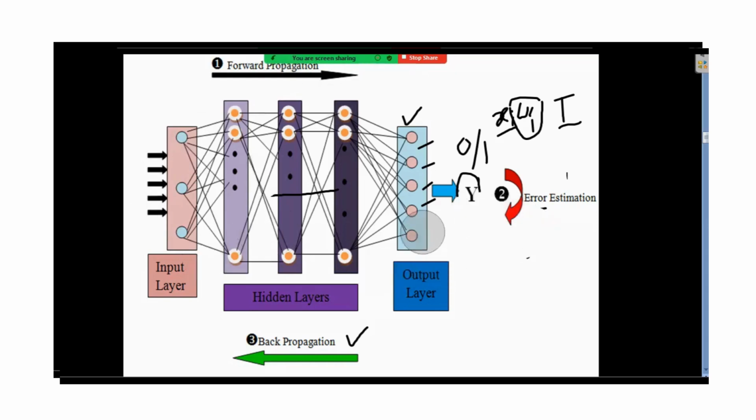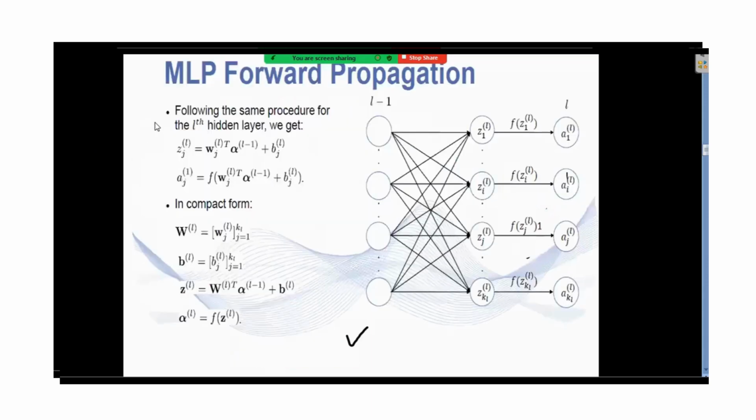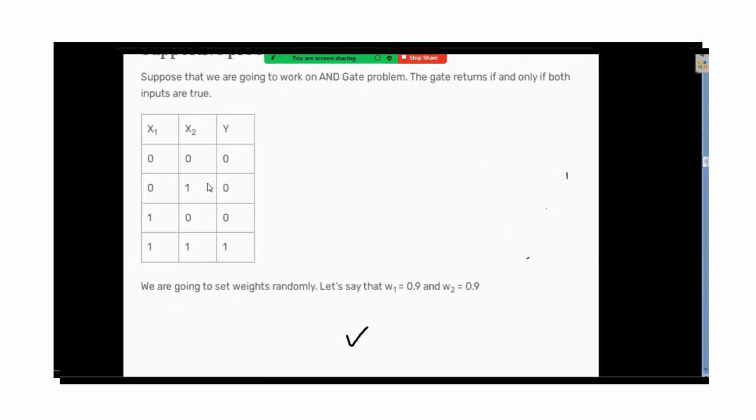Now, as we have understood the architecture of the multilayer perceptron, let us apply it on a simple example. This is the working of multilayer forward propagation. In this example, we are considering only two inputs, meaning our dataset contains only two features. This is the expected output, and we are considering 4 instances in our dataset. W1 is given as 0.9 and W2 is also 0.9.